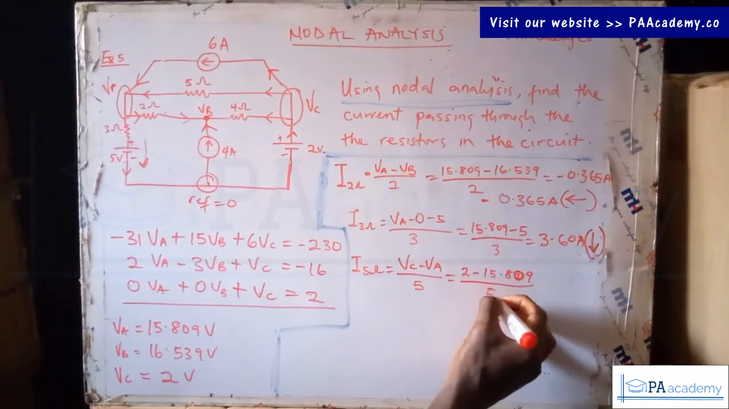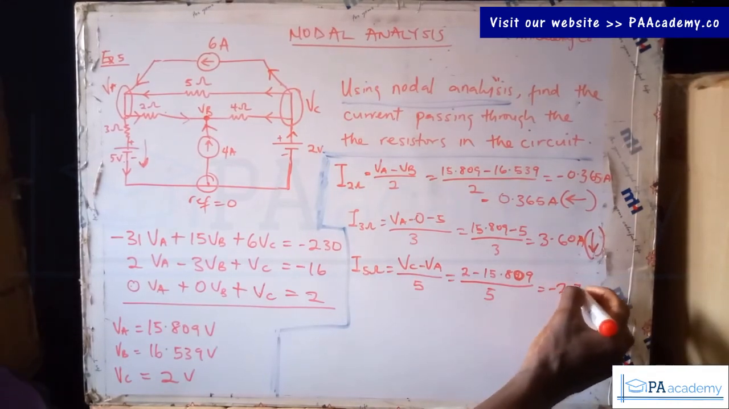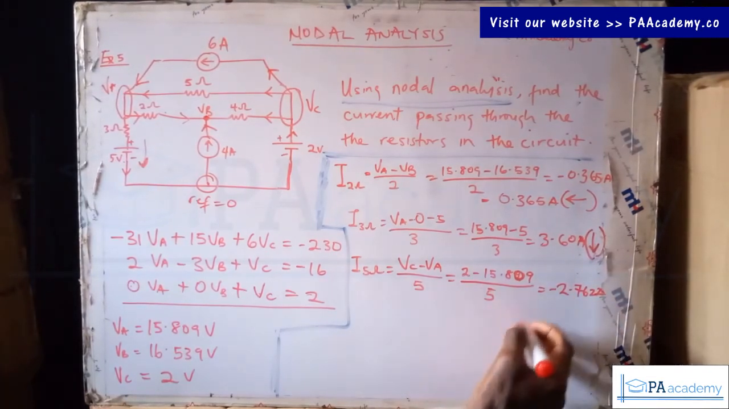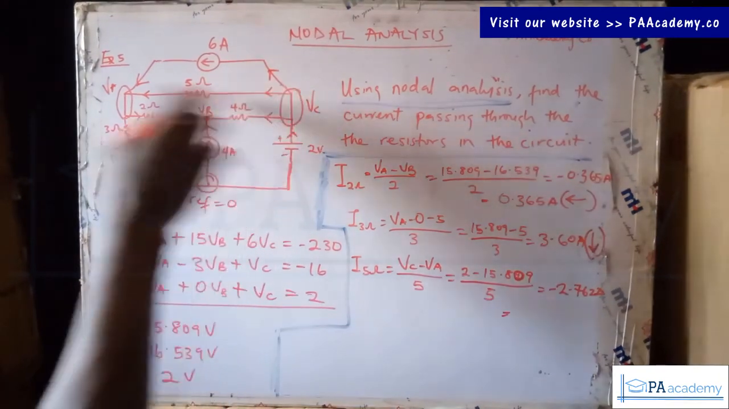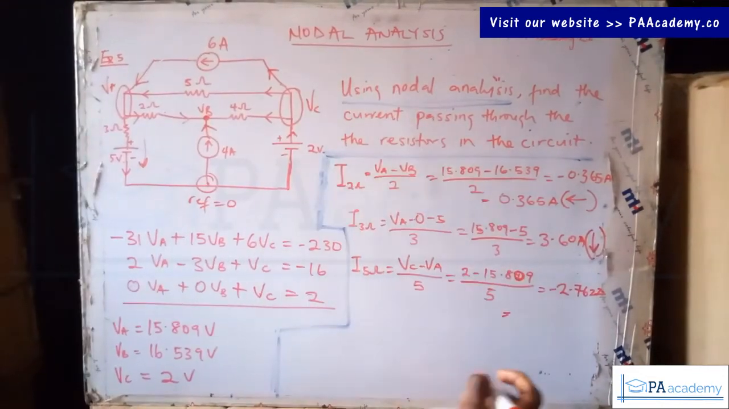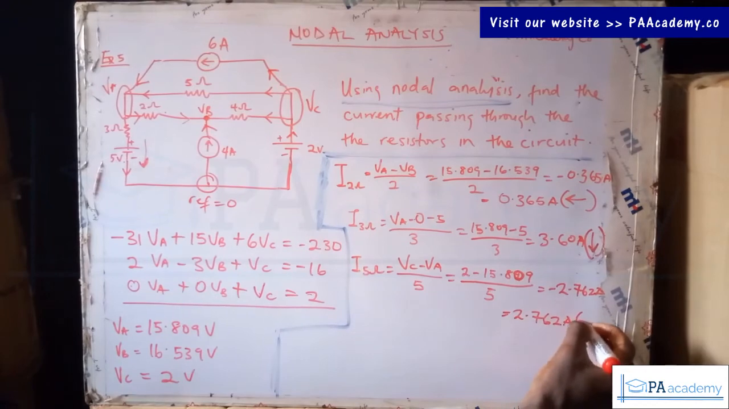15.809 divided by 5. So that will give us minus 2.762 amperes. Since it's negative and we want our answer to be positive, that means the current is not actually flowing in this direction that we assumed. It's actually flowing to the right. So that will be 2.762 amperes to the right.